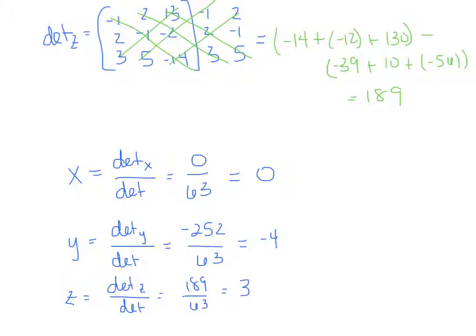And then keeping in mind, we're still finding where these cross, so this is an ordered triple. Our answer is 0, negative 4, 3. So there's the end of finding the answer using Cramer's rule for 3 by 3.